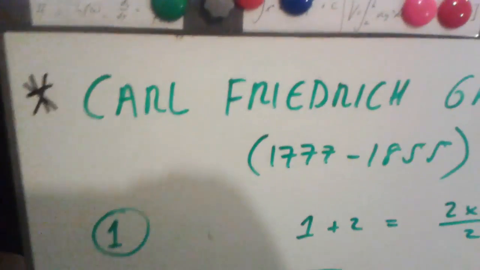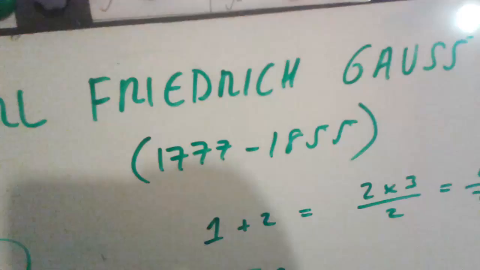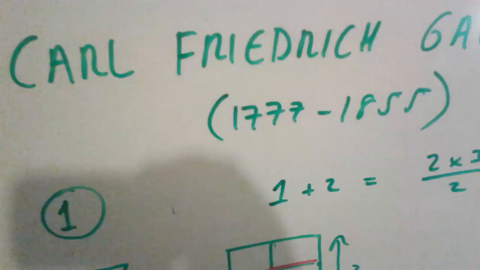Okay, this is a short lecture about Carl Friedrich Gauss. He was born in 1777 and he died in 1855. He's a German mathematician. At the age of 7, a teacher gave him a question. She wanted him to add up every number from 1 to 100.